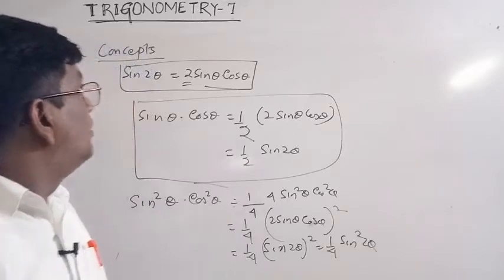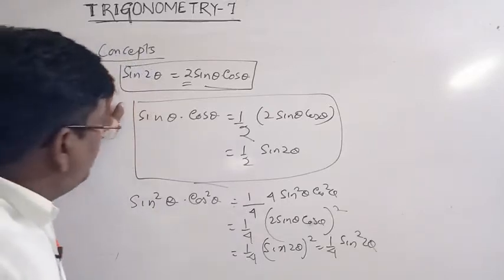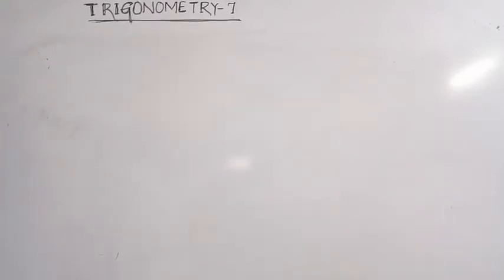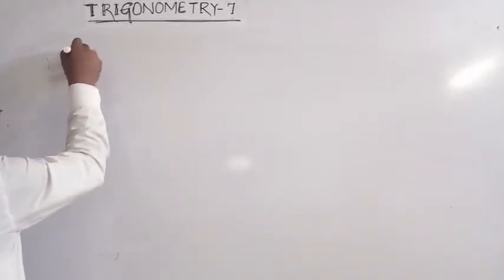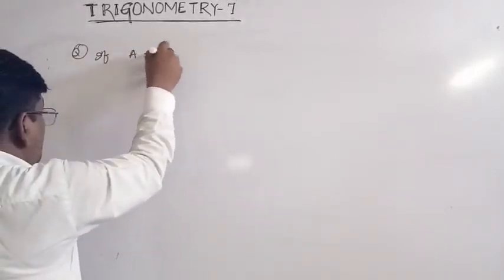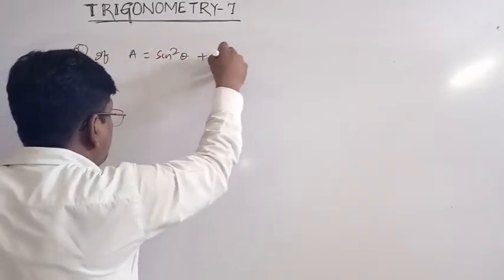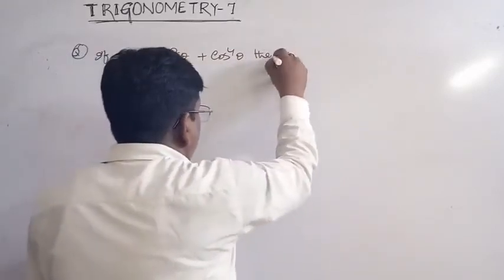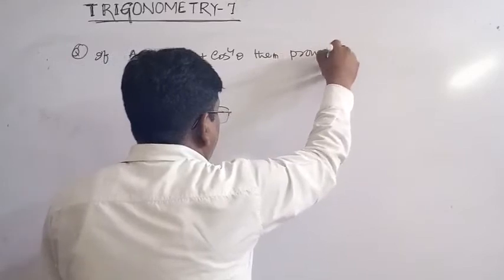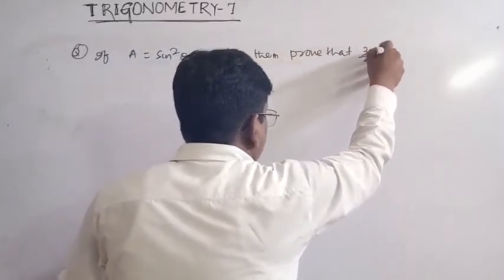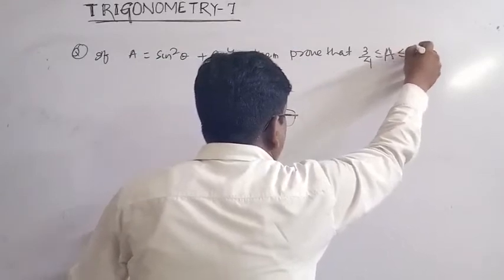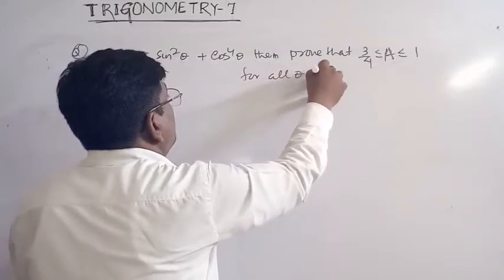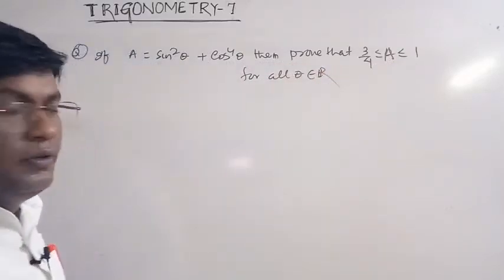Now let's discuss a problem related to this. Let's see a problem related to this. The question is: if A is equal to sin square theta plus cos 4 theta, then prove that 3 by 4 is less than or equal to A, less than or equal to 1, for all theta belonging to R. Okay, this is the question.